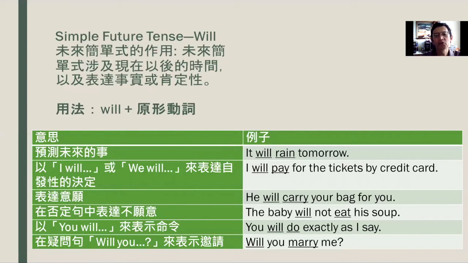It will rain tomorrow. I will pay for the tickets by credit card. He will carry your bag for you. The baby will not eat his soup. You will do exactly as I say. Will you marry me?